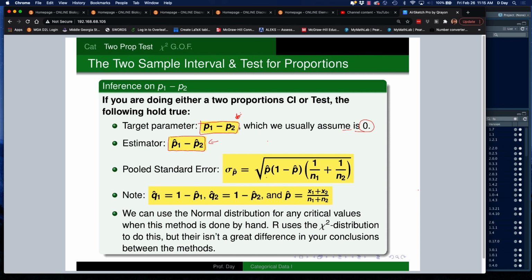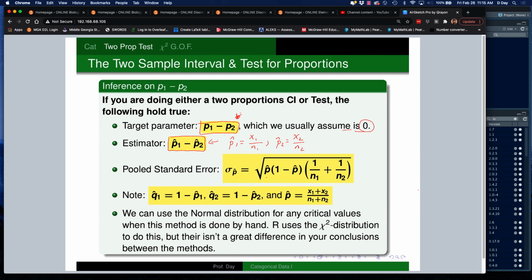P hat 1 is whatever the number of people, we'll call it X1, from group 1 that fit your criteria, divided by the entire sample size of group 1. And your P hat 2 is equal to the number of people that fit the criteria in the second sample divided by its sample size. That's really what we're going for with each one of those.